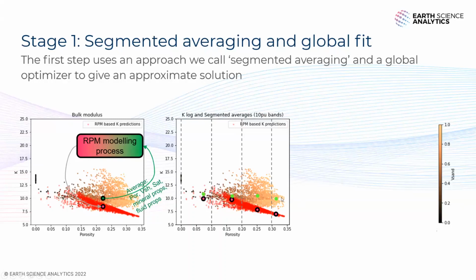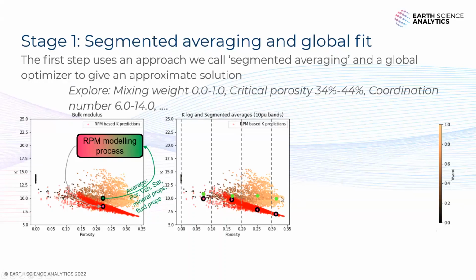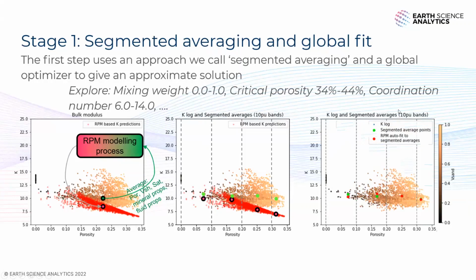in different segments. When we actually do this, we obviously explore the parameters. So we use this as the misfit calculation, and we explore mixing weights in a sensible range, critical porosities in a sensible range, and so on. And when we do that exploration and try to minimize the misfit, this is an actual example of what we get. So this is an example from the code itself.